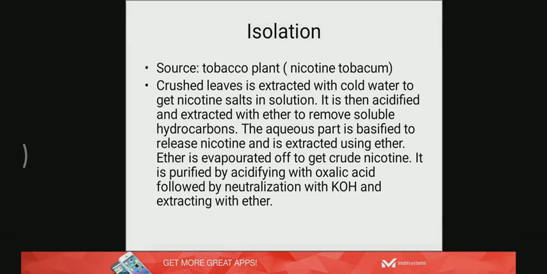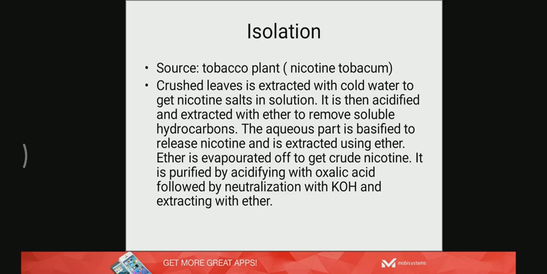Coming to the next point, that is isolation. How can we isolate nicotine from tobacco? The source is the tobacco plant, whose botanical name is Nicotiana tabacum. How is it isolated? Mainly for isolation of alkaloids we make use of solvent extraction, and also sometimes fractional distillation, fractional crystallization, etc. So the tobacco leaves are crushed first and extracted with cold water.